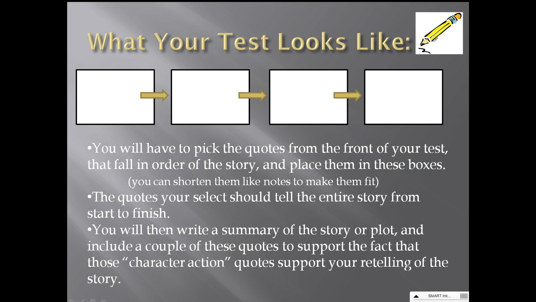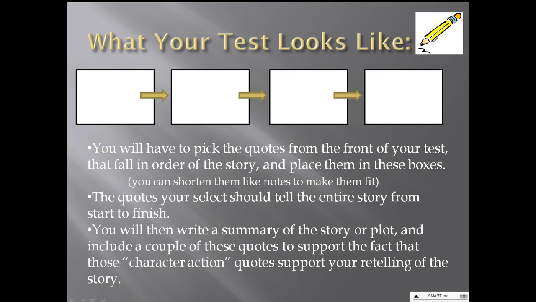So your test will look like on the back side a series of boxes and then a space for you to write a pretty detailed paragraph. So what you should do is you should go back to the front of your test and pick a few quotes from the front that fall in the order of the story, so they go in a chronological pattern or the way that the story actually goes that you read, and place them into these boxes. You can obviously shorten them into note-like form to make them fit, but stick with the actual quotes as much as possible so that you will in fact use those to help develop your summary paragraph. So the quotes that you select should tell the entire story from start to finish.